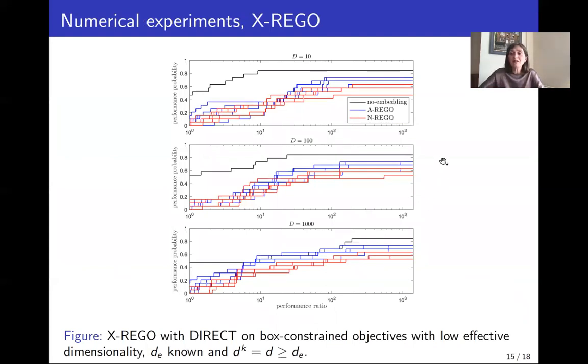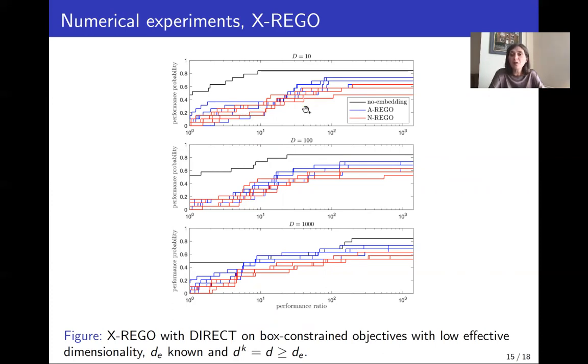For the case when, again, we have this low effective dimensionality, we assume we know the E, and we choose it the same or slightly overestimate it in the random projections. We are going to do multiple random projections, and either we are going to draw the subspace always at the origin, or adaptively in these X-REGO frameworks where we move the random subspace to the best point found so far. And these are performance profiles that again compare various global solvers with no embeddings.